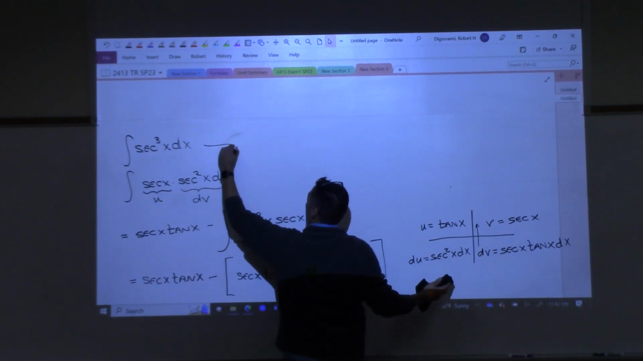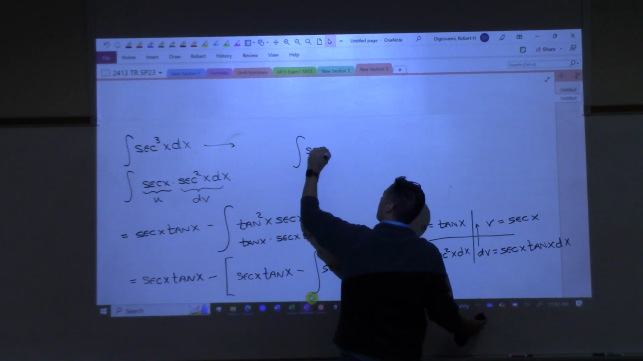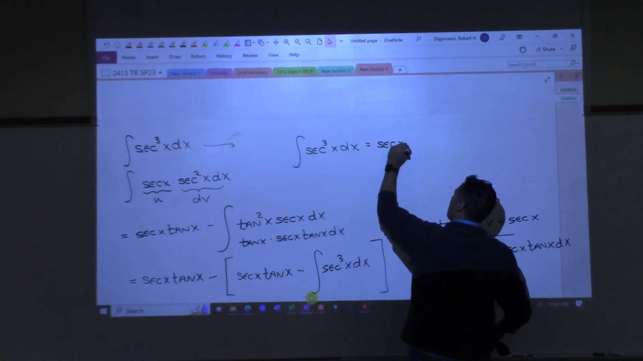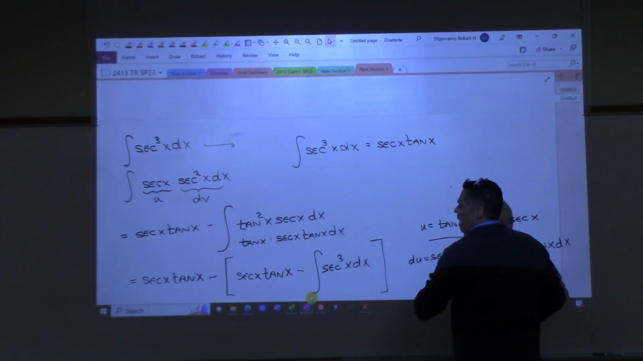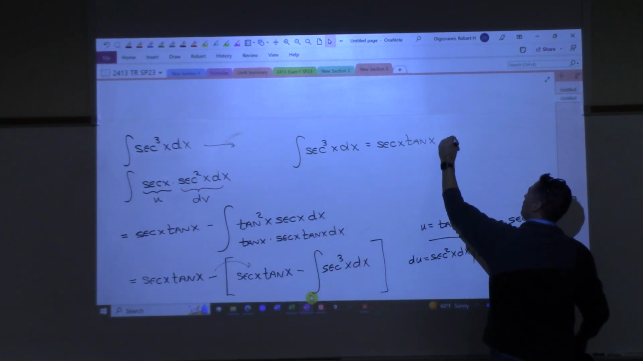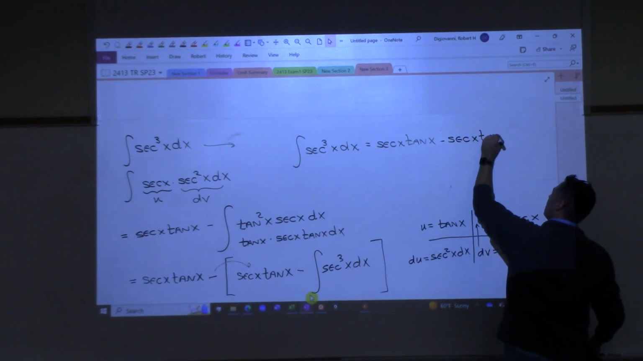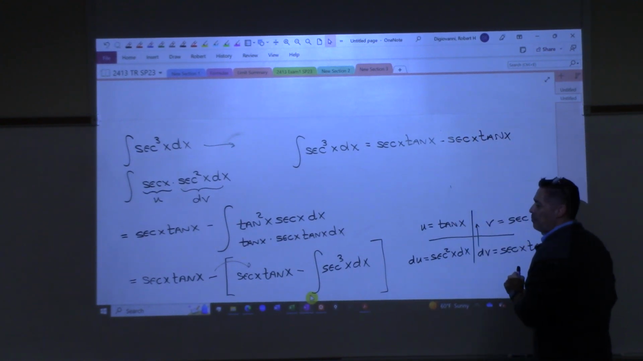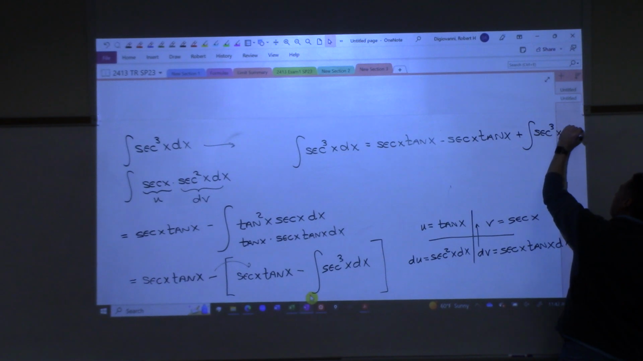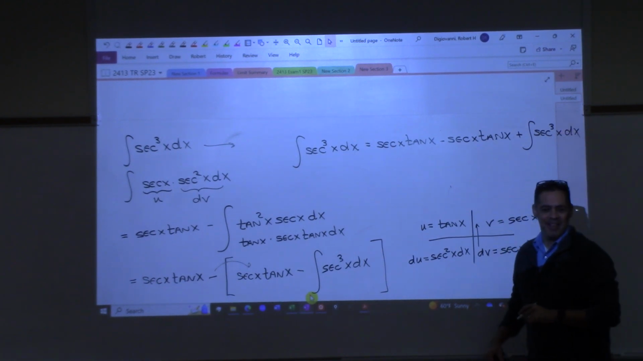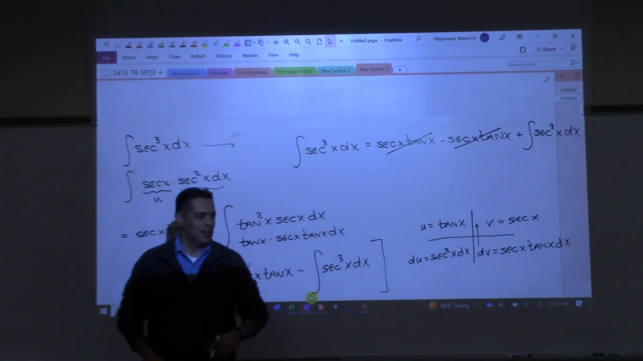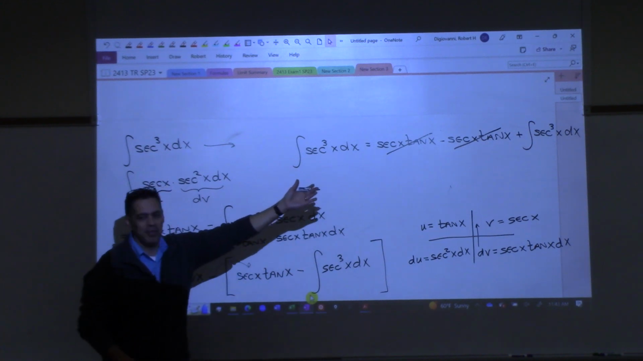The original problem is equal to this line, secant x, tangent x, right? And then I'm going to distribute this through here to here. What do you get? Minus secant x, tangent x, right? And then plus what? Secant cubed x dx, right? And do you see what we just did? These cancel. And what are you saying? Secant cubed x dx. This integral is equal to itself.